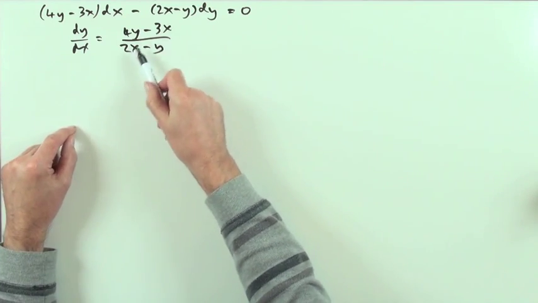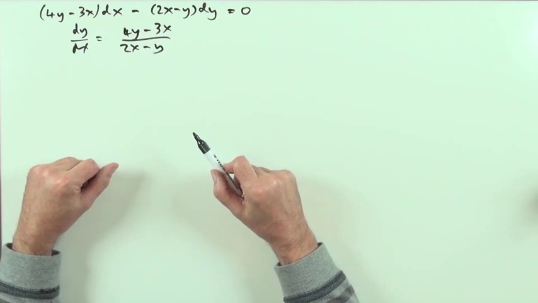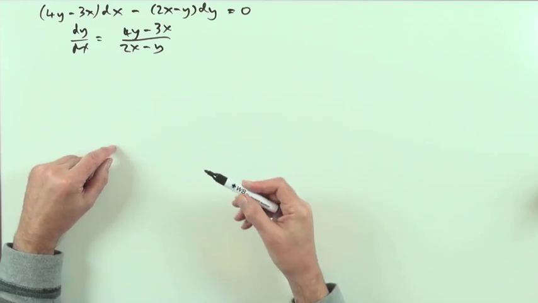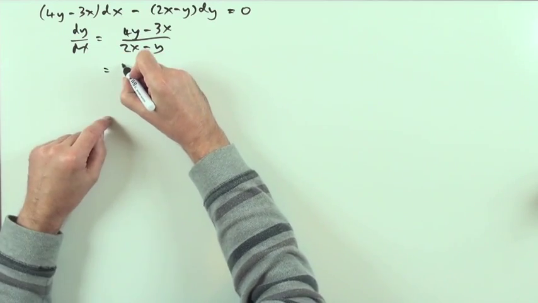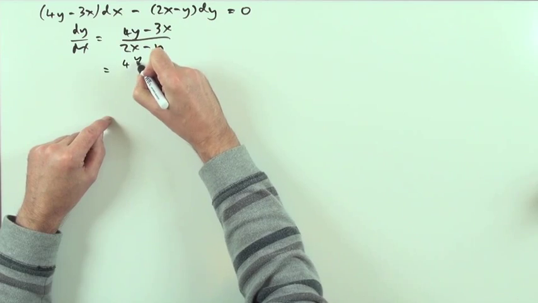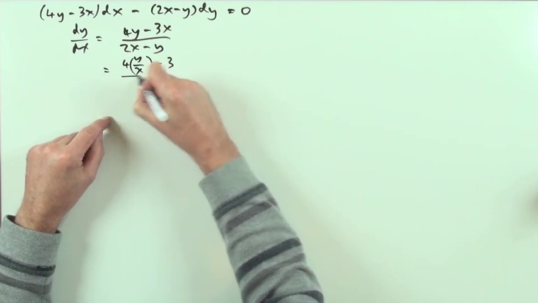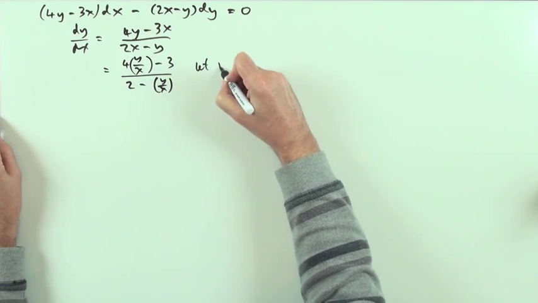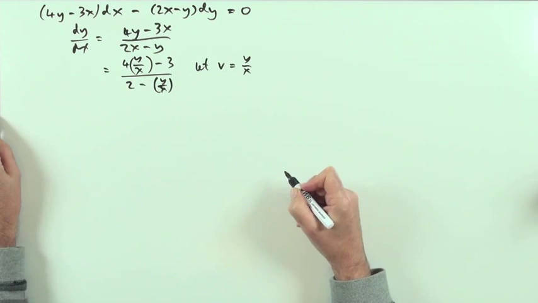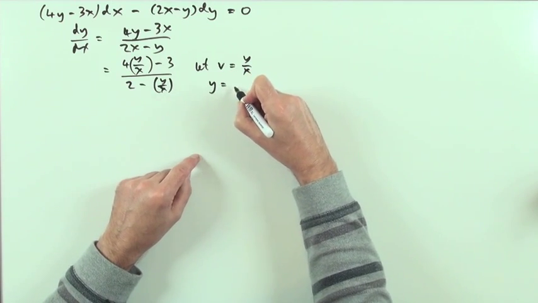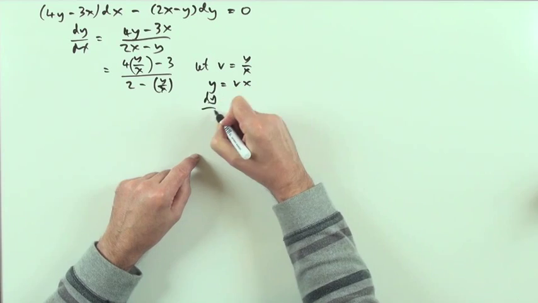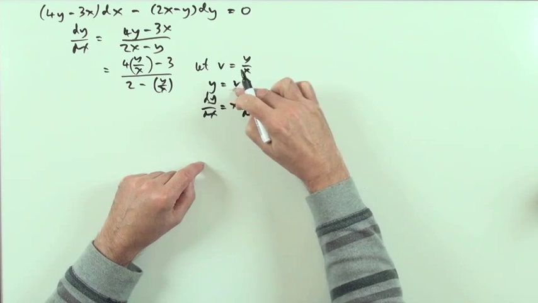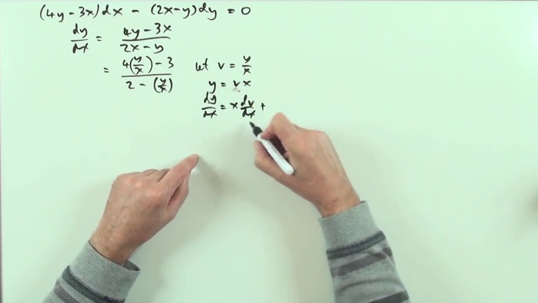And then straight away you can spot, okay, the terms are jumbled up, not so easy to separate, but you've got an equality in the powers of all of the terms. They're all power 1, which means that I can do this. I can rewrite that by dividing everything by x: 4y upon x minus 3, over 2 minus y upon x. Then I can let v equal y upon x, and rearranging that, y equals vx, so dy by dx is going to be x dv by dx, differentiating that term, plus the second part using the product rule, v.